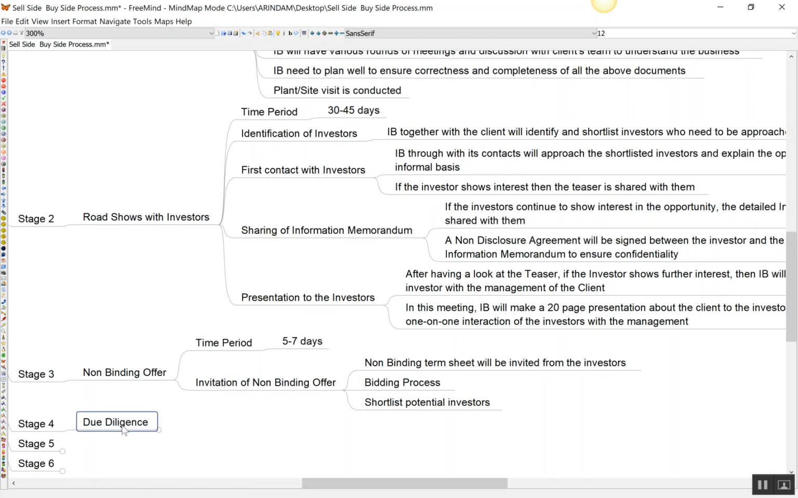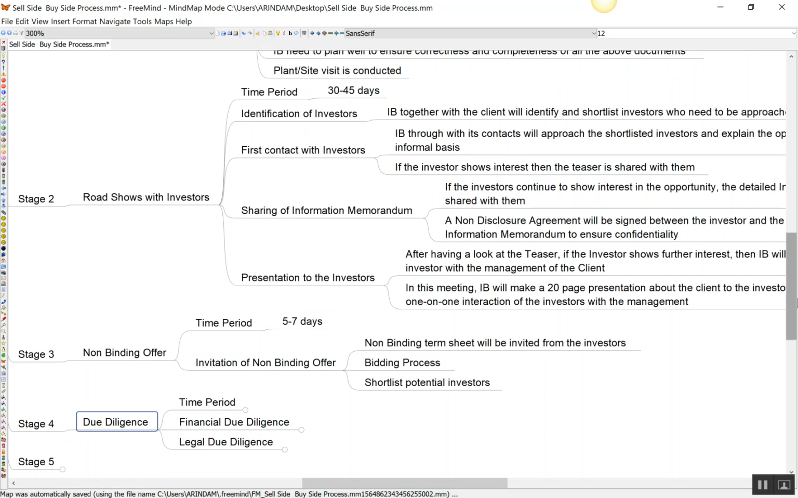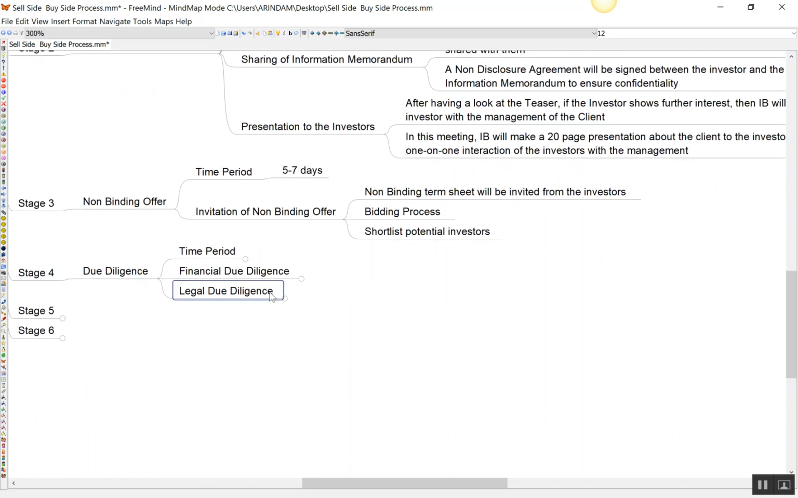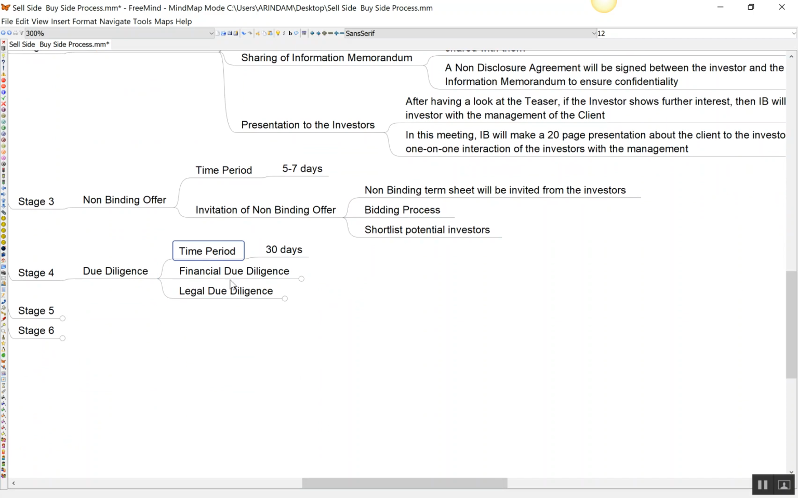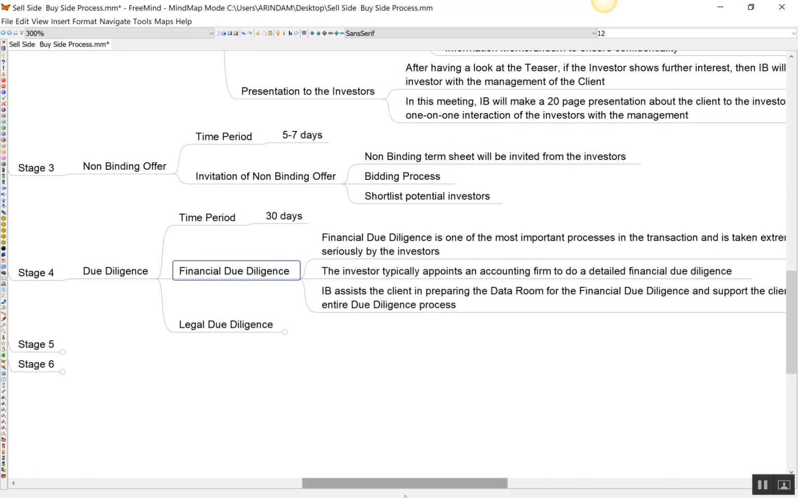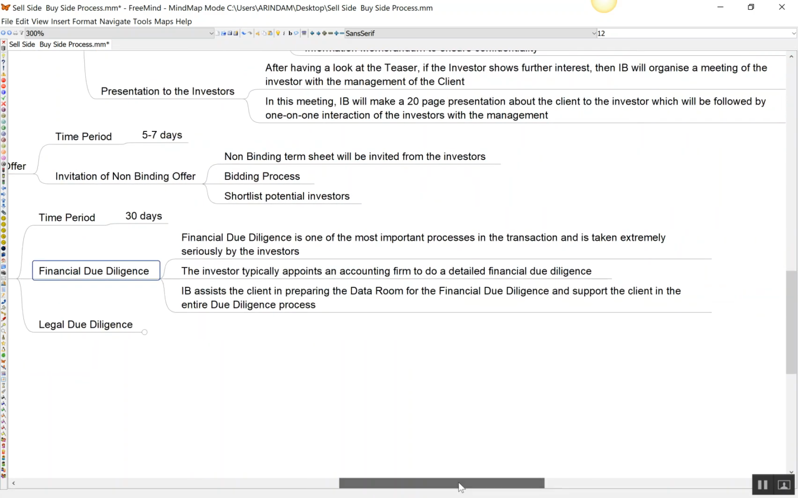The fourth stage is the due diligence stage, where the time period is roughly around 30 days, and financial due diligence is undertaken over here. Financial due diligence is one of the most important processes in the transaction and is taken extremely seriously by the investors. The investor typically appoints an accounting firm to do a detailed financial due diligence. The IB assists the client in preparing the data room for the financial due diligence and supports the client in the entire due diligence process.